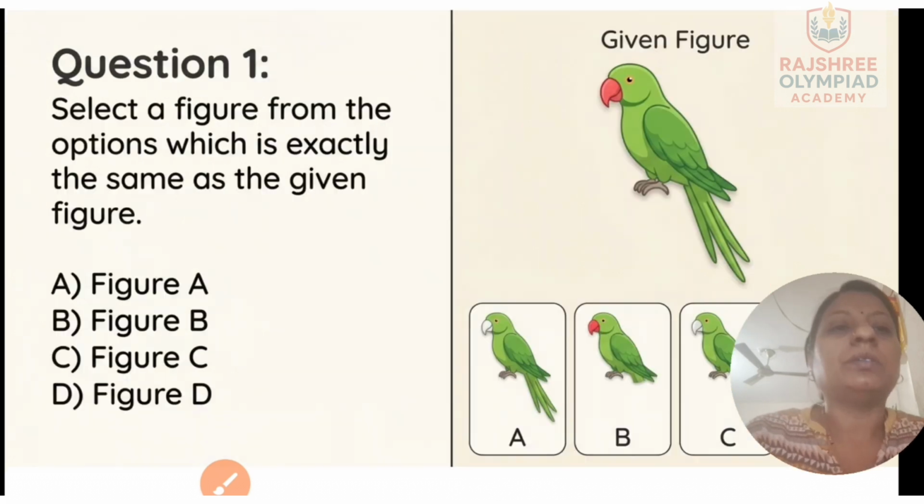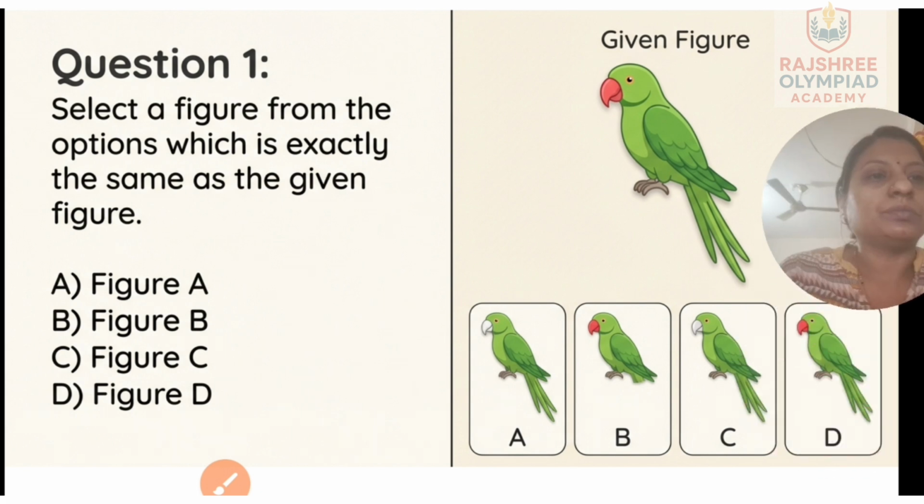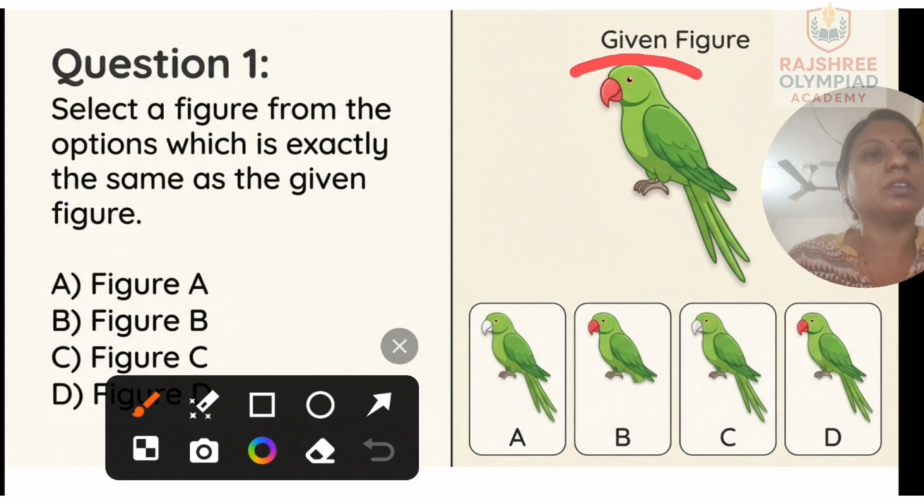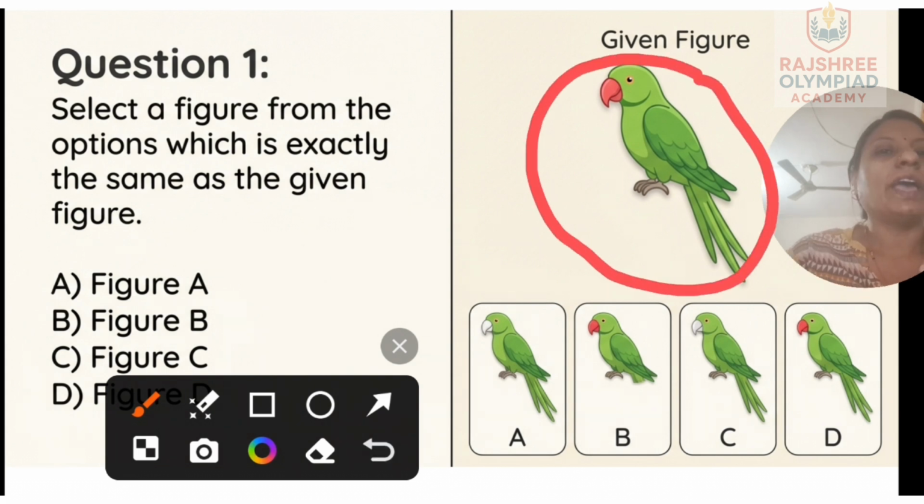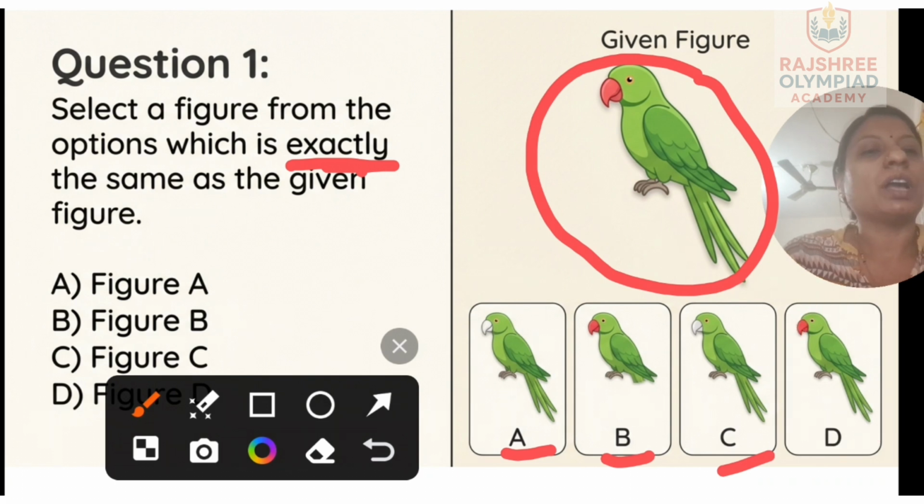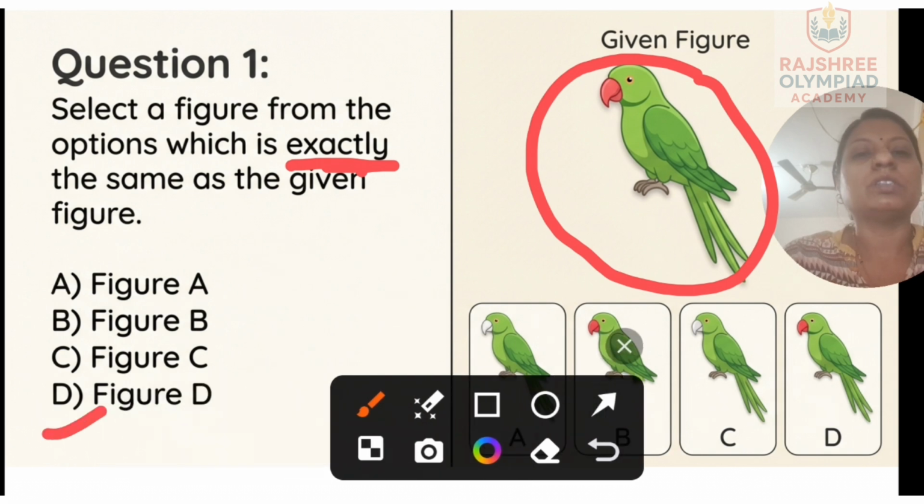Question number 1. Select a figure from the options which is exactly the same as the given figure. First I will read, then you will read. In the given picture, this is a parrot. Exactly is our keyword. Is A the same, B the same, or C the same? No, these are not the same. Only option D is the same. So our answer is D.